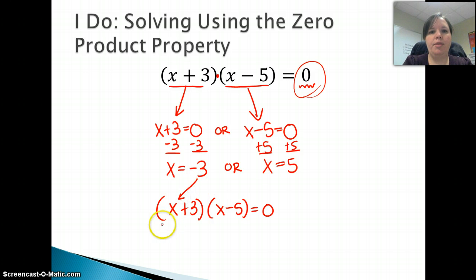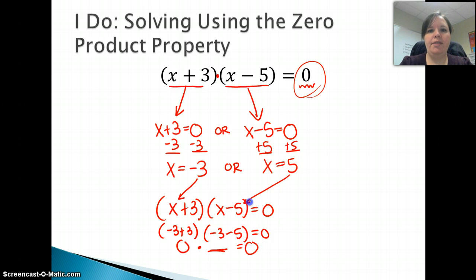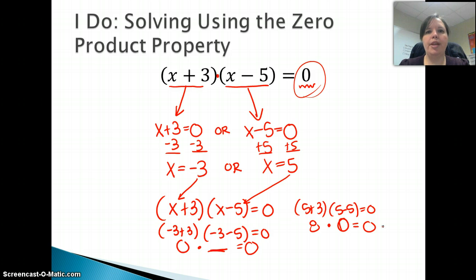So if I plugged in -3, -3 plus 3 times -3 minus 5, that would be 0 times, and it doesn't matter what goes in this space, it's -8, but it's going to equal 0. Same thing with the 5. If I plugged in the 5, I'd get 5 plus 3 times 5 minus 5. So this part equals 0, so it doesn't matter, 8 times 0 or whatever you're multiplying by, it gives you 0. So there's two possible answers because there's two different quantities that could equal 0.